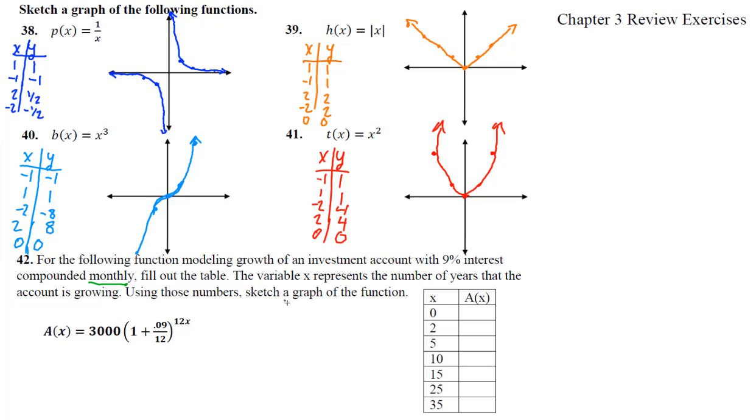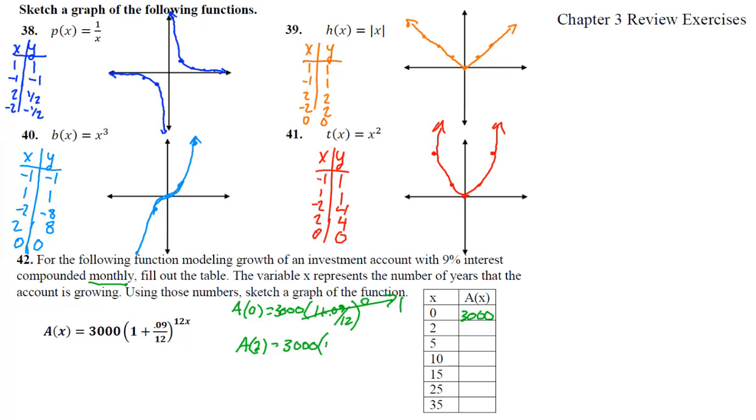We stick in 0, and we get A of 0 equals 3,000 times 1 plus 0.09 divided by 12, all to the 12 times 0. Do you remember anything to the 0 power is 1. So 3,000 times 1 will just give us 3,000. That is true. Now it's going to be interesting if we stick in A of 2, that's our next one.